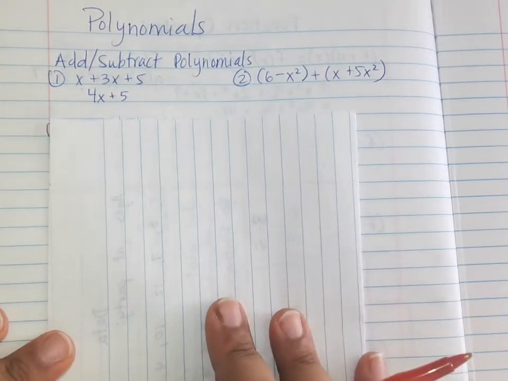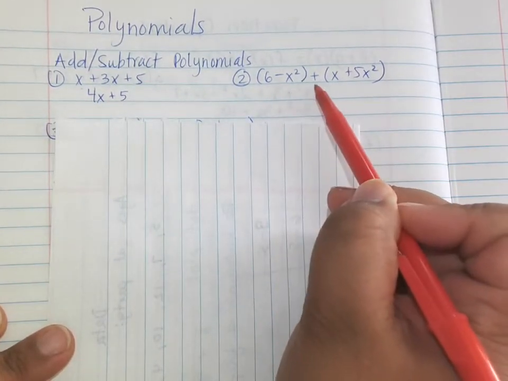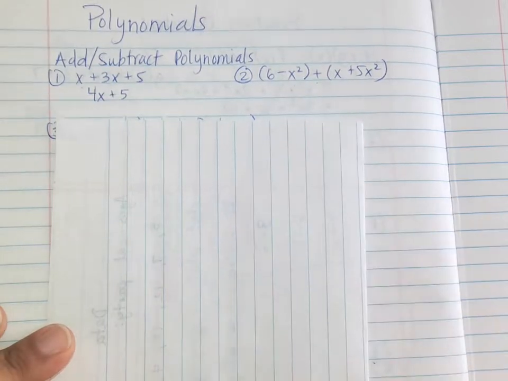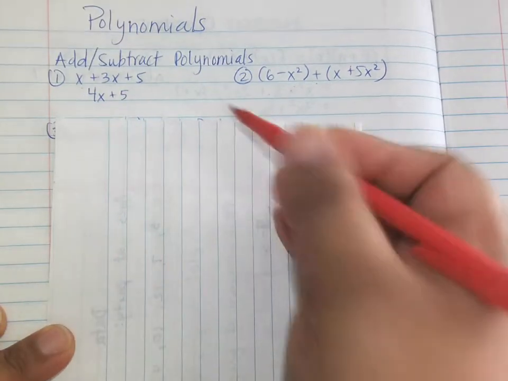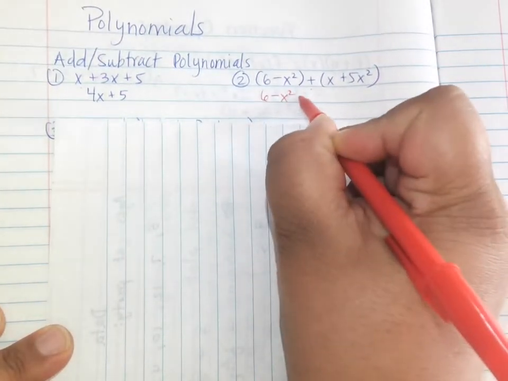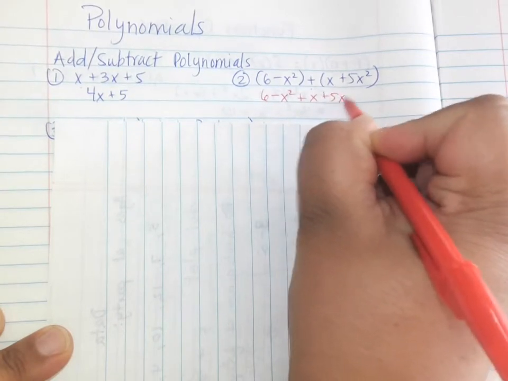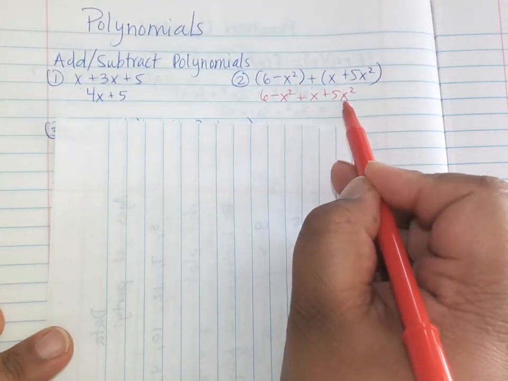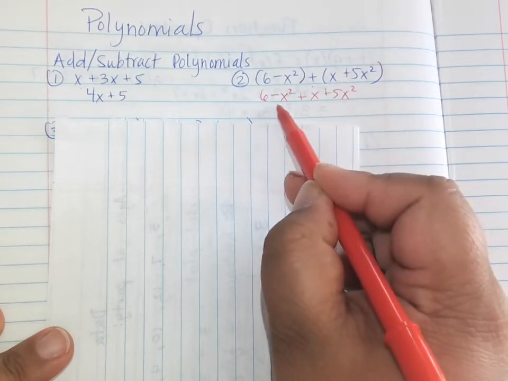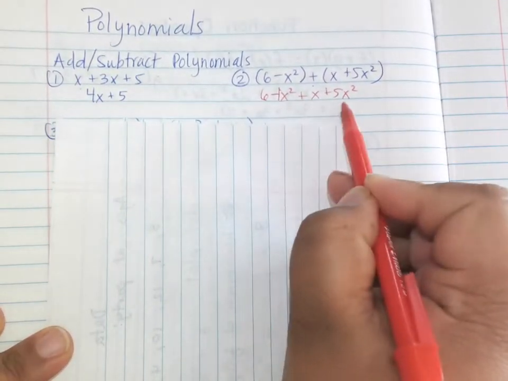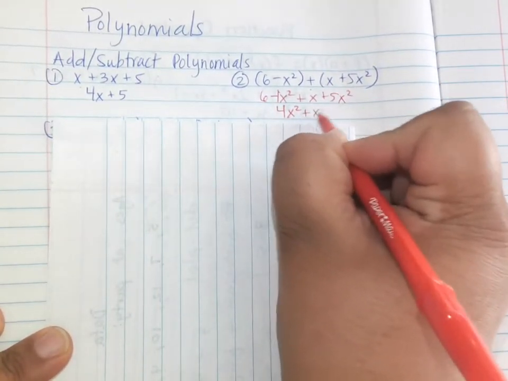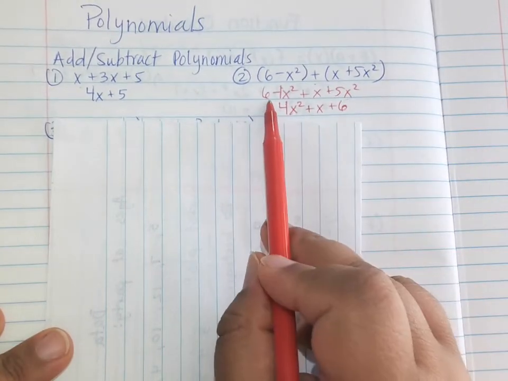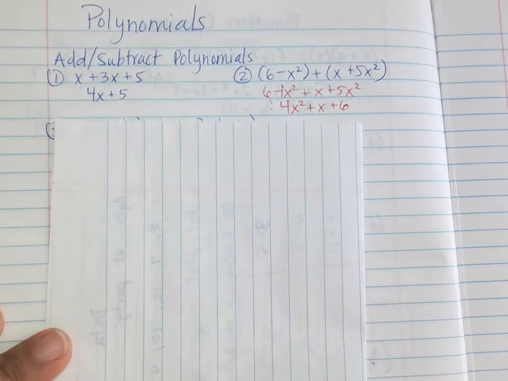So number 2, we are adding these two, and when it comes to addition, it doesn't really matter if you have the parentheses or not. So this would just be a strict adding like terms. If you want to rewrite it without the parentheses, that's fine. So I have an x squared and an x squared. Those are like terms. So this is basically a negative 1 x squared and a 5x squared, which is 4x squared. I have a plus x and a plus 6. That 6 is positive. The negative goes with x squared. And I can't add any more, so that would be my answer.